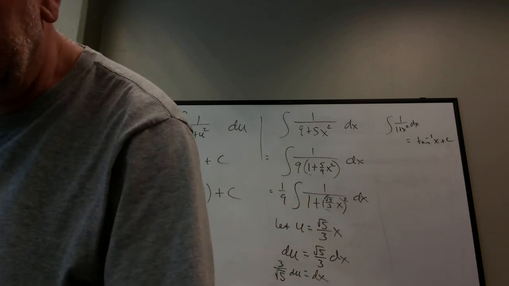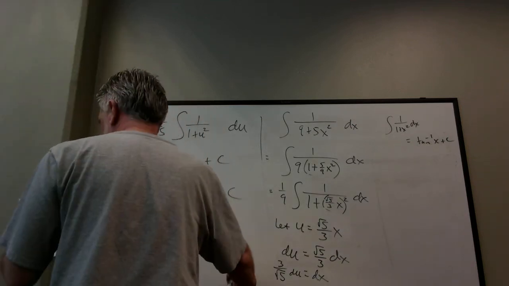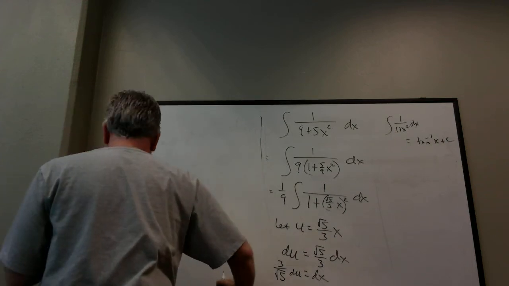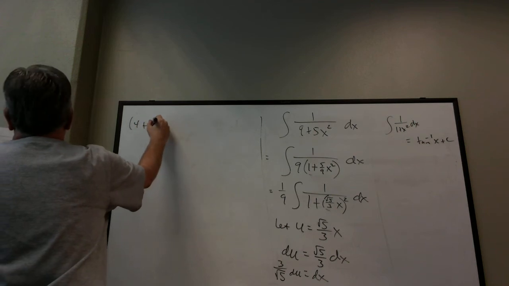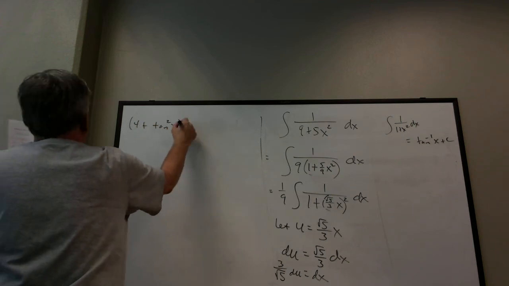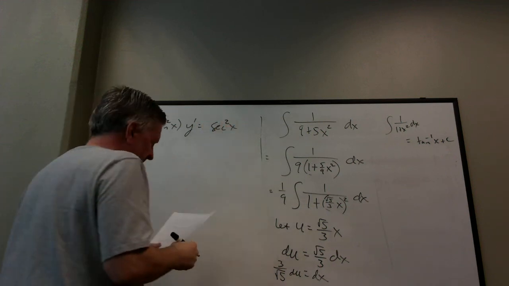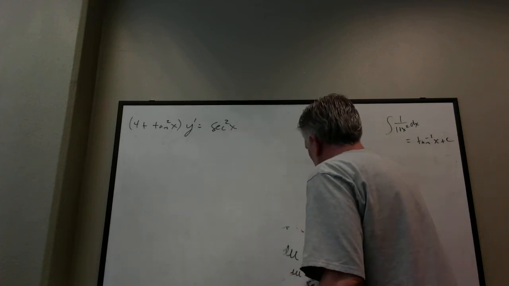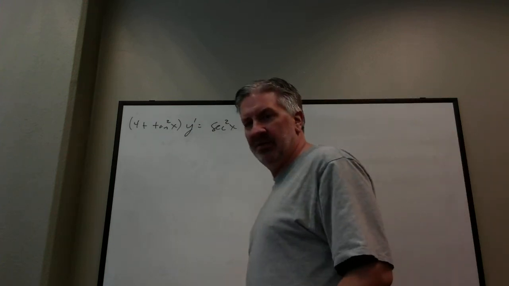Okay, let's do another one. This is number 55, which says find the general solution of the differential equation (4 plus tan squared x) y prime is secant squared x. Okay, you may have done some of these basic differential equation problems in Calc 1, but if not, let me tell you what a differential equation is, just in case you don't remember.